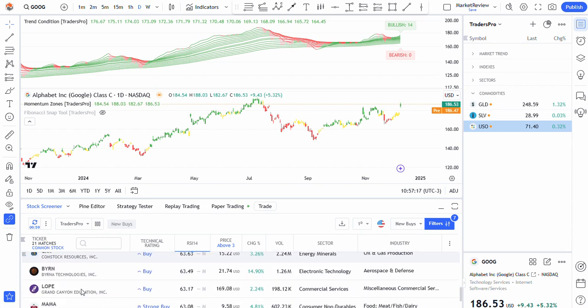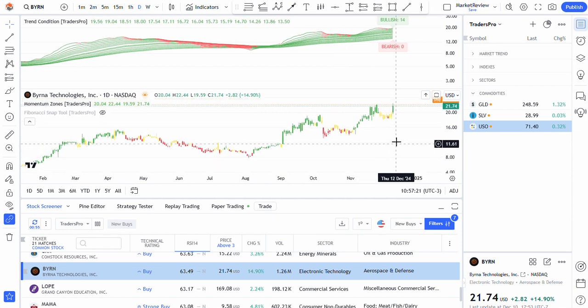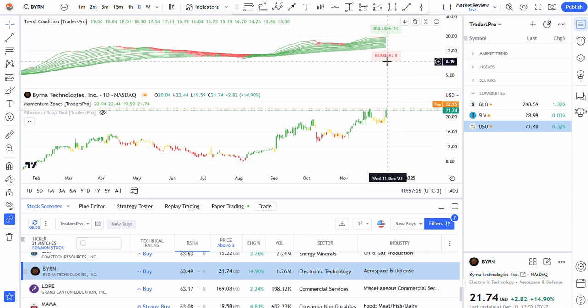And also I had one other one, which was BYRN, which was a nice looking confirmation pattern here, and that is also in a good solid uptrend. So go in and set some of these up, play with some of these indicators, and that'll do it for today's update.